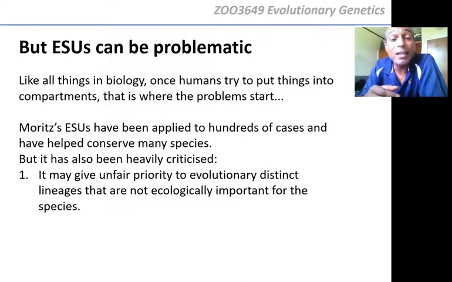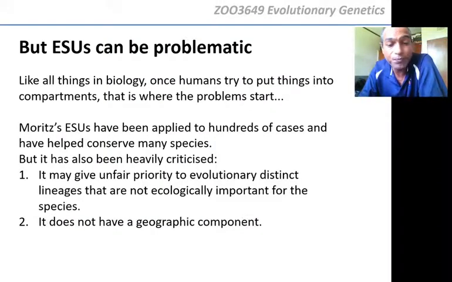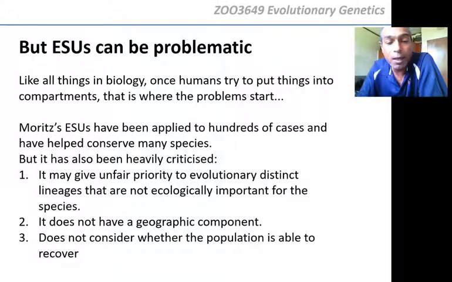They're saying that more priority should be given to populations that are adapted to different things, where the environment is different and the animals are doing different things. You should put more emphasis on that than on simply mitochondrial DNA monophyly. So that's one criticism. ESUs also don't have a geographic component, so you don't know where in geographic space the clades are located. And very importantly, it does not consider whether a population is able to recover.